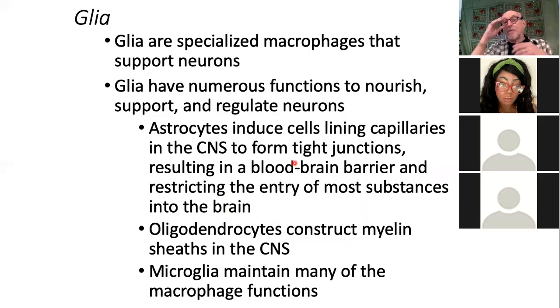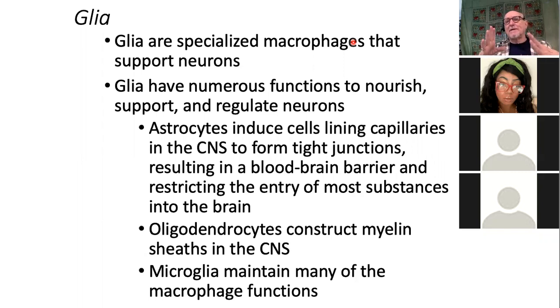Now, in addition to that, there is a large number of cells which are called the glial cells, or the glia. And I see here this statement here, the glia are specialized macrophages that support neurons. Not all the glia are specialized macrophages, some of them are. So that is partially correct and partially incorrect.